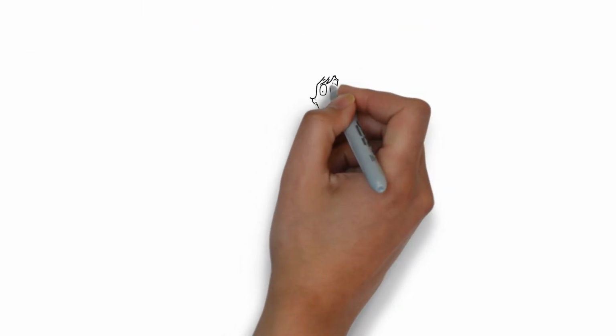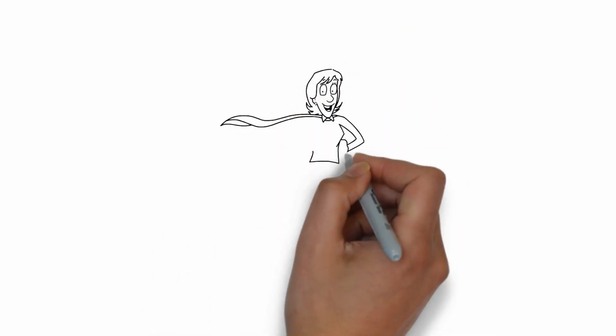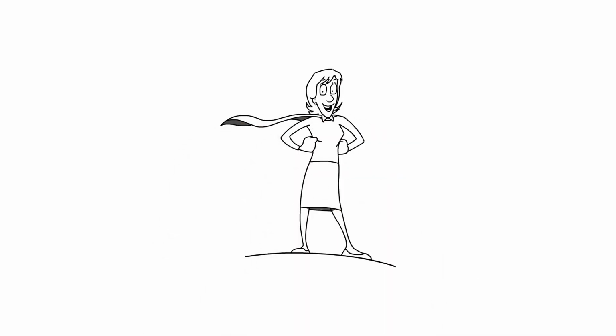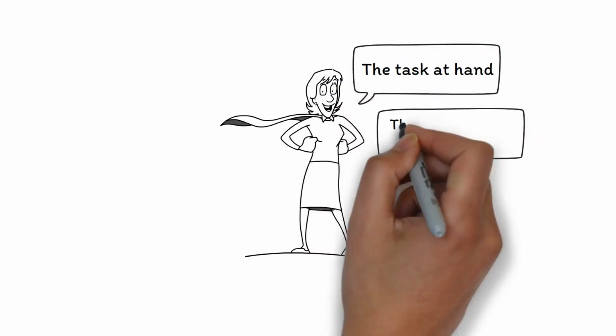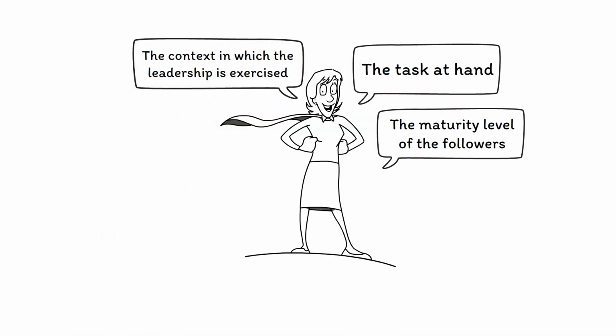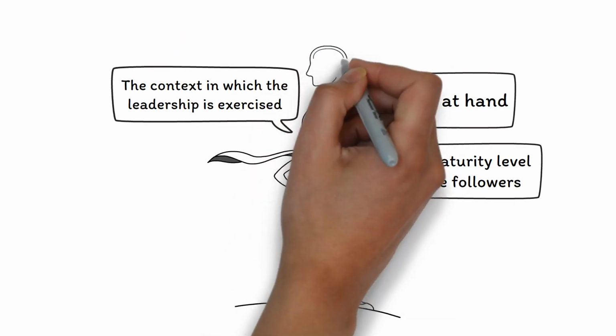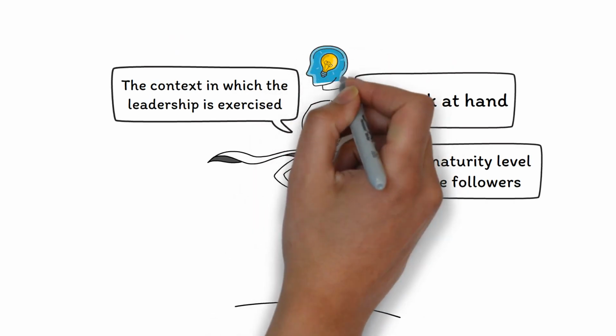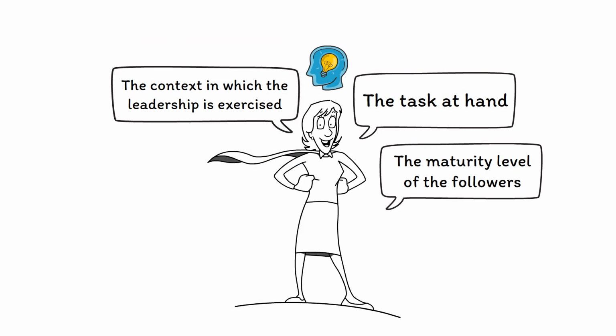At its core, the situational approach posits that there is no single best style of leadership. Instead, effective leadership is contingent upon various factors, including the task at hand, the maturity level of the followers, and the context in which the leadership is exercised. This approach diverges from traditional theories that tend to favor one-size-fits-all models, advocating for a more flexible and adaptive leadership strategy.